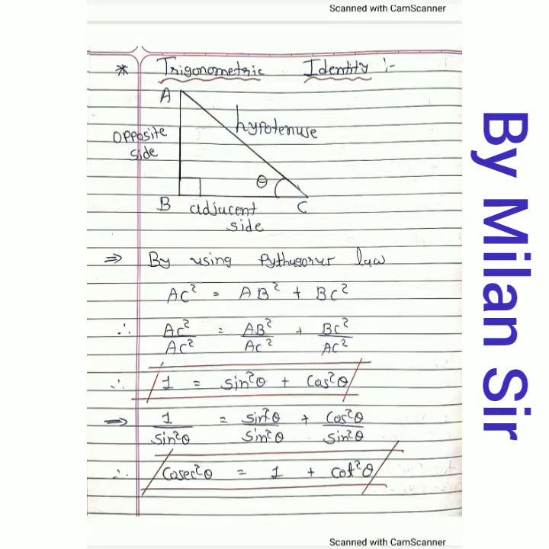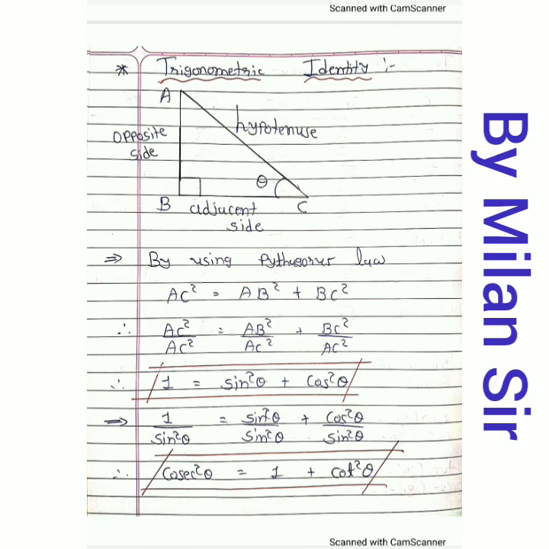Now we need to learn about some trigonometric identities. First of all, take a right angle triangle ABC, which is right angled at B. This is my hypotenuse, opposite to 90 degrees. I take theta as a reference angle, so this is the opposite side and this is the adjacent side.